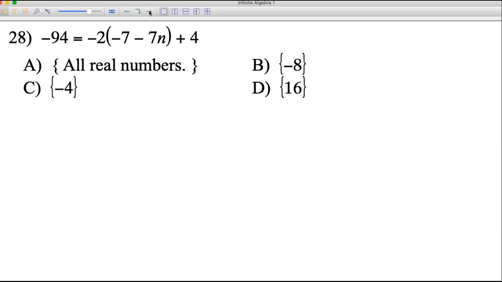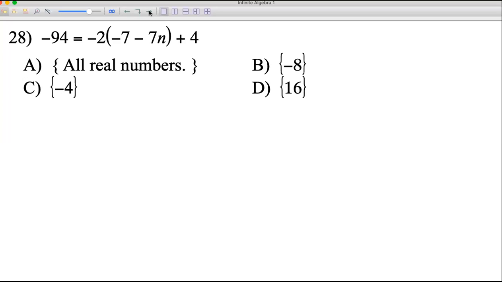What's it going to look like if there's no solutions? You're going to get something like 4 equals 1. I subtract 4x from both sides, I get 4 equals 1. This would be an example of no solution. I believe this program says the words no solution. Yeah.